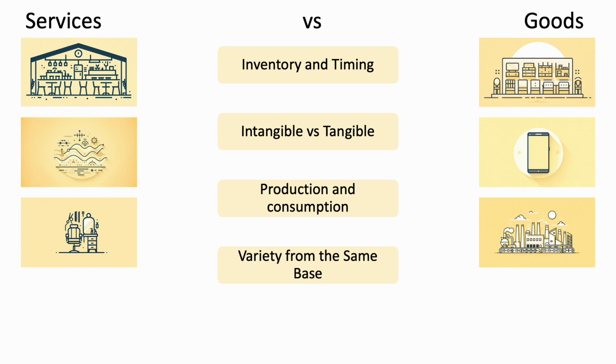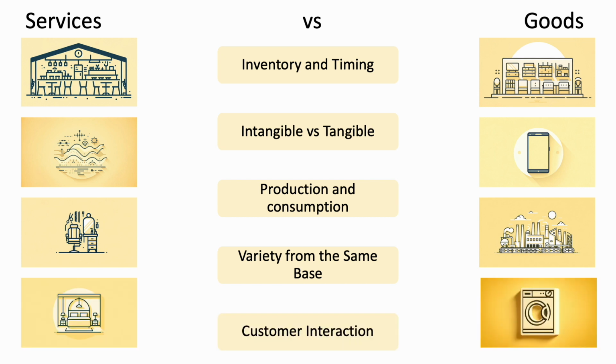4. Variety from the same base. Think about a software development company. They have a team of developers who can create different types of software, like apps or websites, using the same skills and resources. It's like offering various products, software solutions, from the same base, development team.